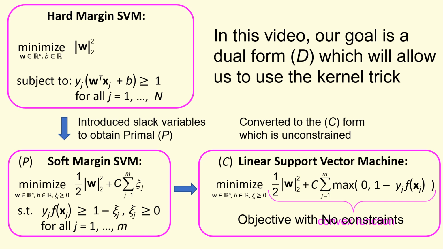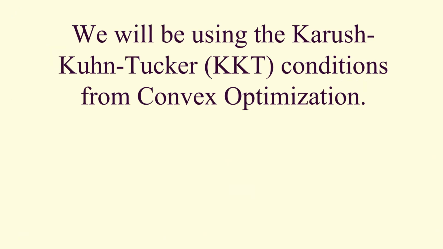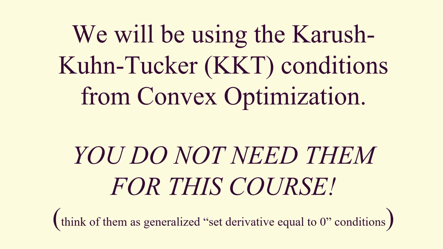What we're going to do now is get a dual form which will allow us to use the kernel trick. And we're going to be using the Karush-Kuhn-Tucker conditions from convex optimization, but don't worry, you don't need them for this course. This will be the only time you ever really have to think of them, and you can just think of them as a generalized set of conditions of setting the derivative equal to 0.